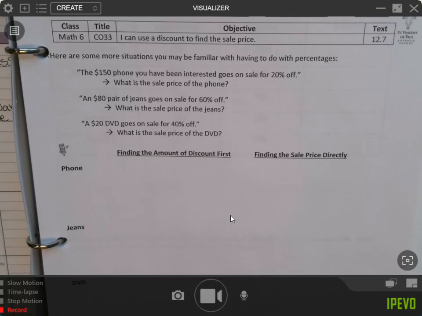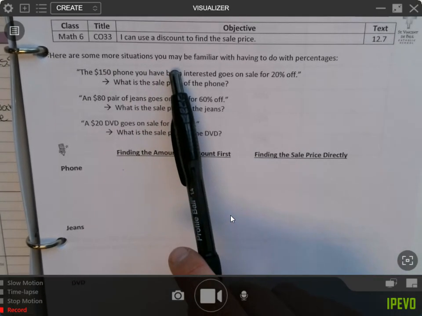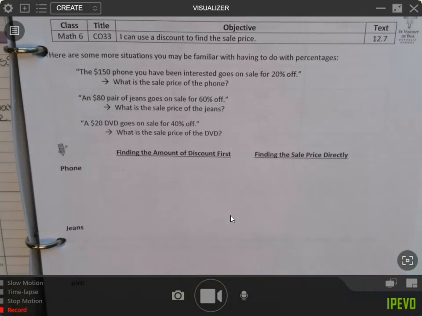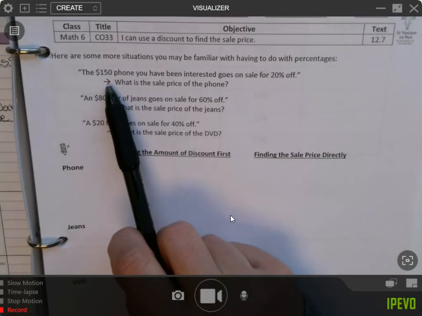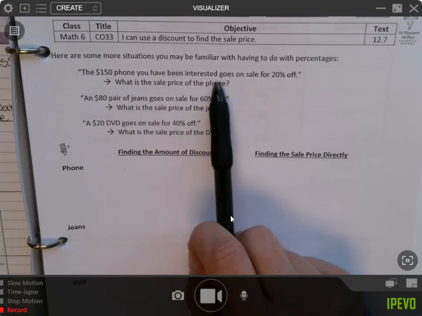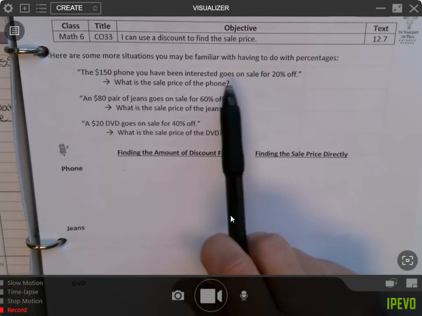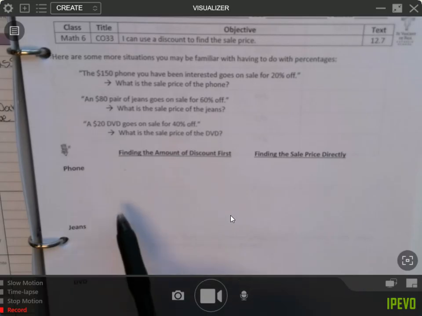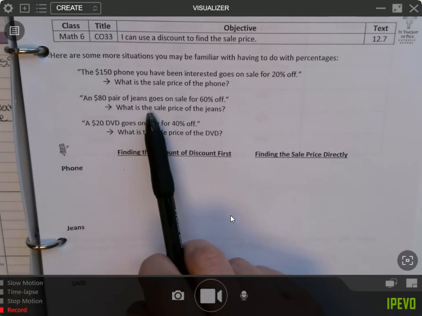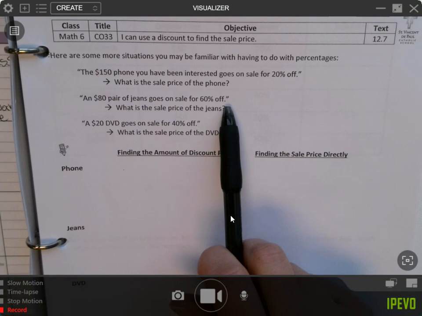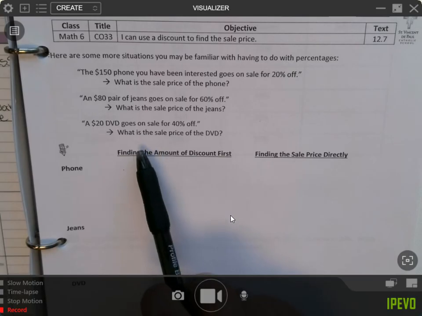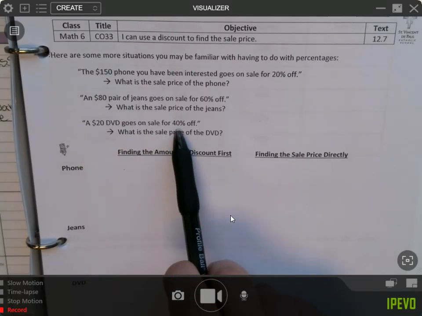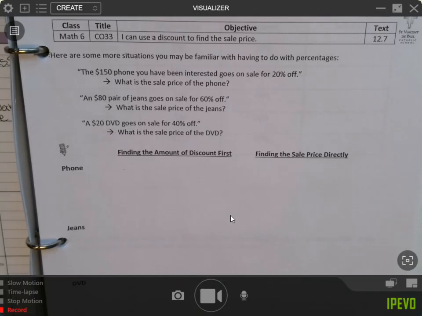All right, so here are some situations you may be familiar with having to do percentages. My friends in the back, I have started. So let's say there's a $150 phone, you've been interested, goes on sale for 20% off. What is the sale price of the phone? Or an $80 pair of jeans goes on sale for 60% off. What is the sale price of jeans? Oh, that's a good sale, 60% off. Yeah. A $20 DVD goes on sale for 40% off. What is the sale price of the DVD?